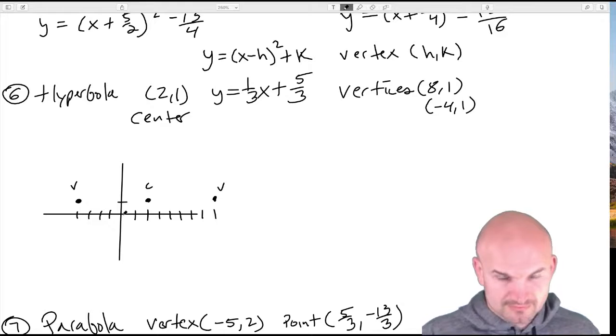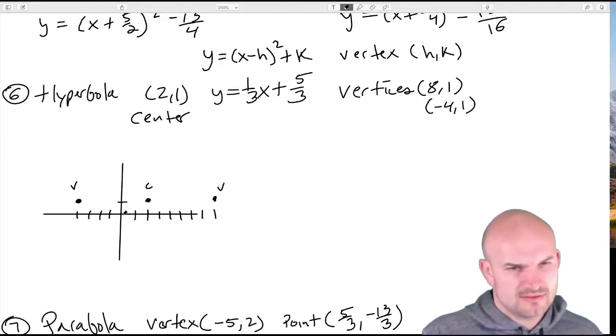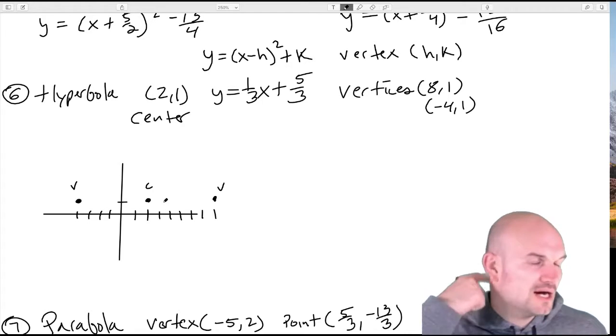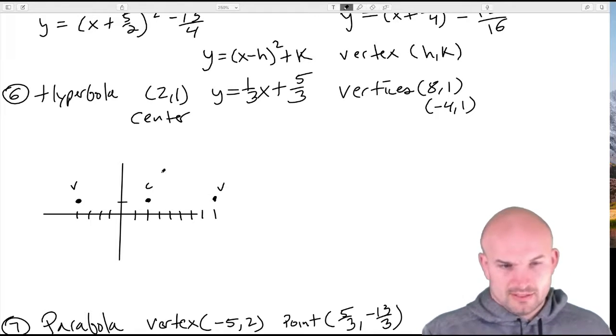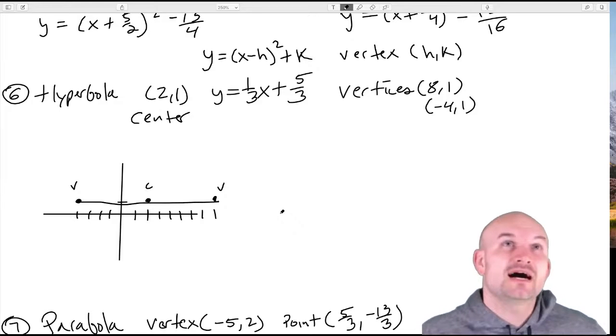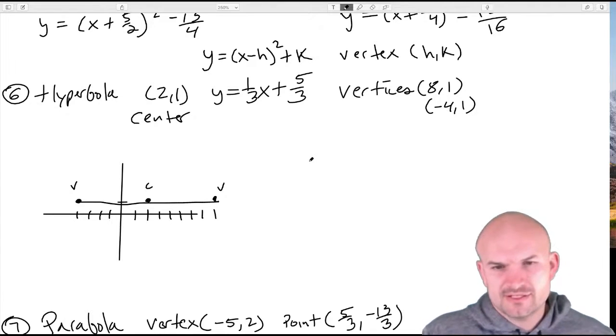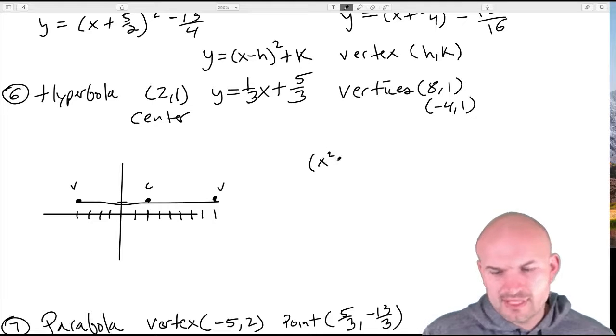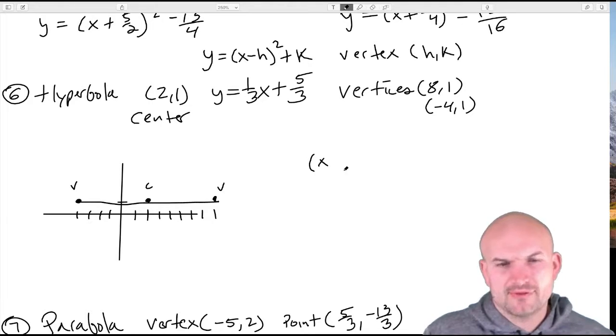Wait a minute. B over A, A over B. Okay, yeah. All right. So this is going to have a horizontal transverse axis. So if it has a horizontal transverse axis, let's just write this as x squared. Let's see if I can remember this formula here.